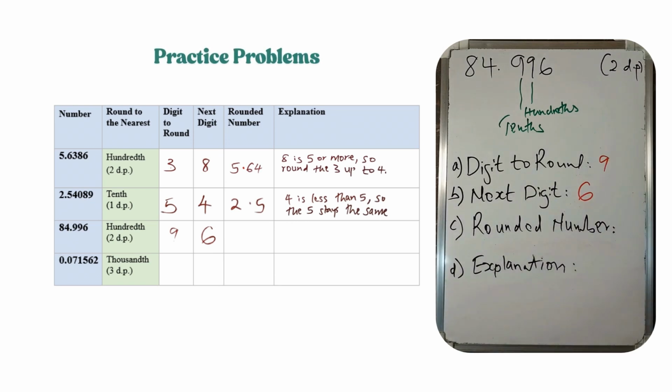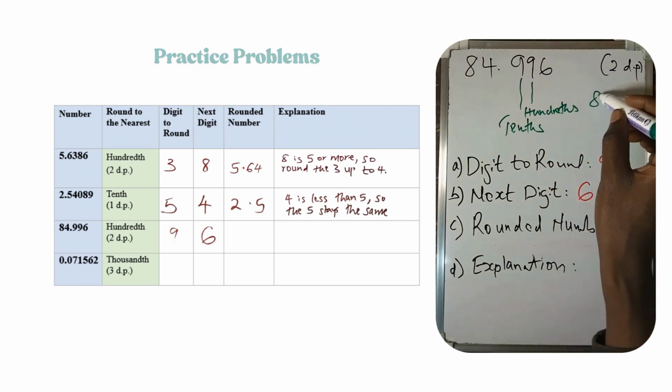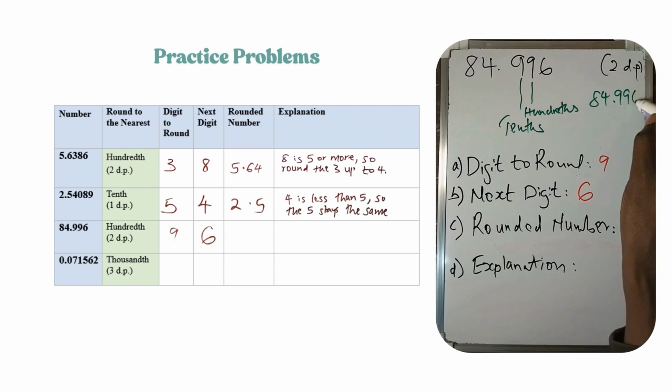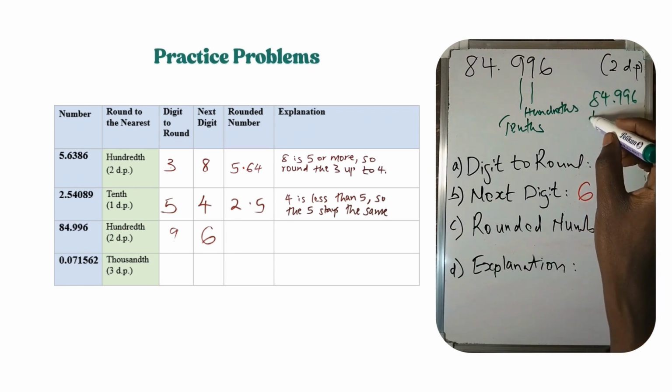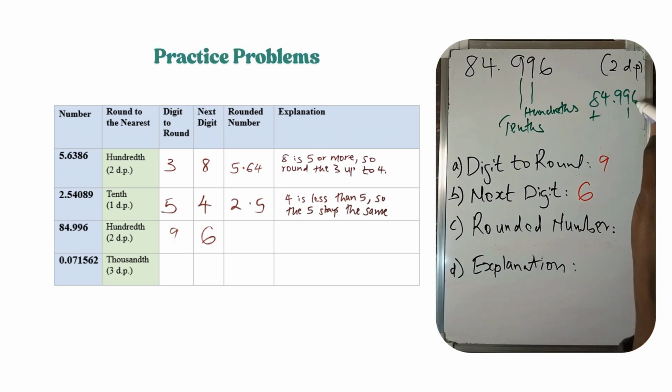And now, how do we round off? This 6 is 5 or more, so we will add 1. Where will you add 1? Here. 9 plus 1 is 10. This is 0. Will carry 1. 9 plus 1 is 10. This is 0. Will carry 1. 4 plus 1 is 5, and then you have 85. Our decimal place is here.